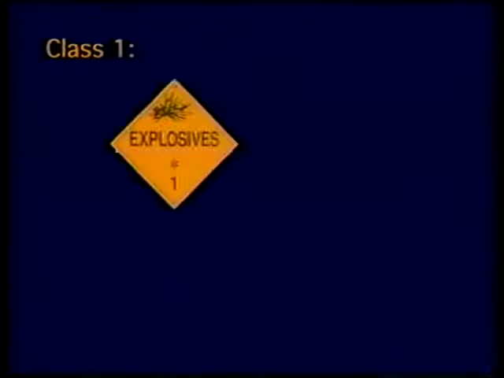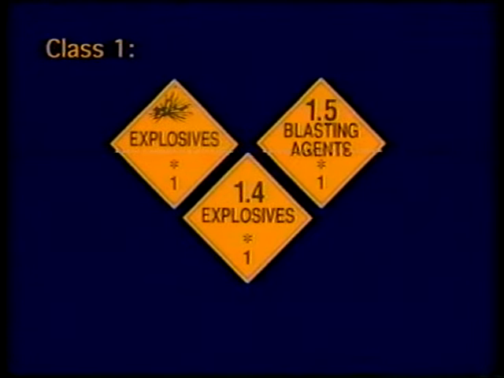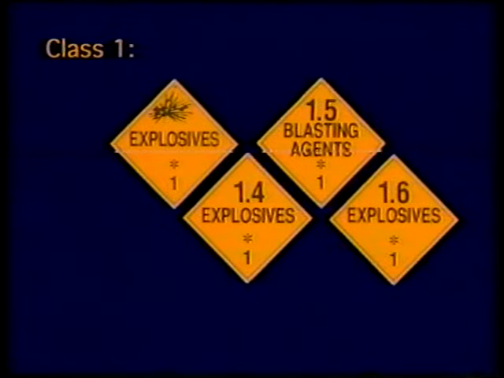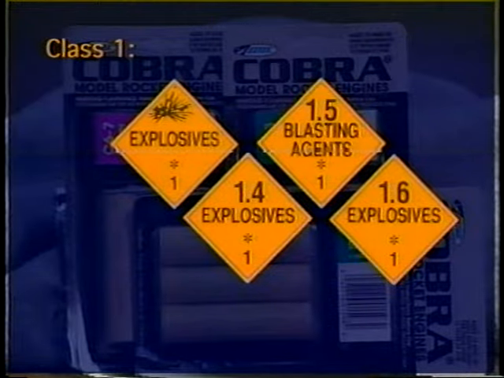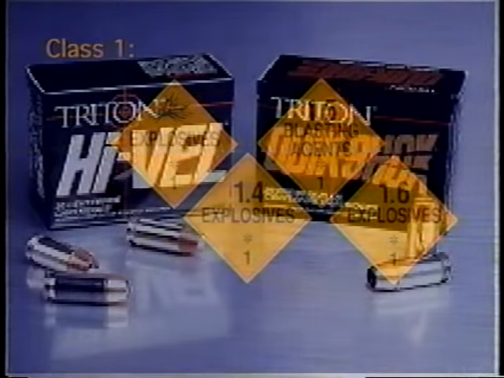Class 1, explosives. Explosives include chemical devices, compounds, and mixtures that function by explosion, that is, an extremely rapid release of gas and heat. Explosives include products such as model rocket engines, fireworks, small arms ammunition, and dynamite.